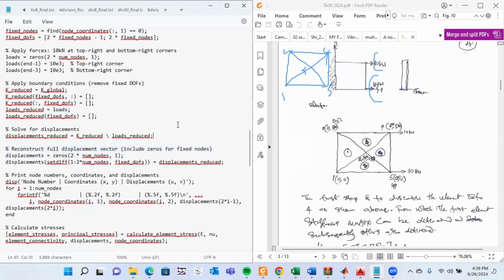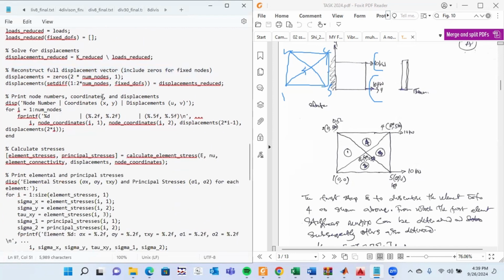Yeah. And you go on and on like that. Print node numbers, coordinates, and displacement. That's self-explanatory now. So basically, this code is going to what? It's going to print the node numbers, the coordinates, and the displacement, which is what we are looking for, isn't it? And here it's saying calculate the stresses, which was in the question, the elemental stress, principal stress, and all that.